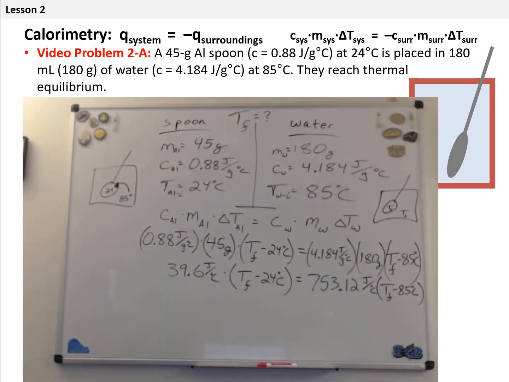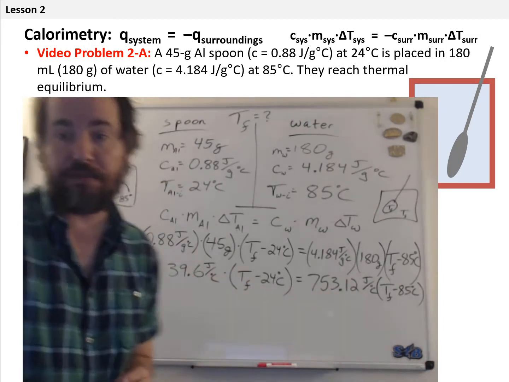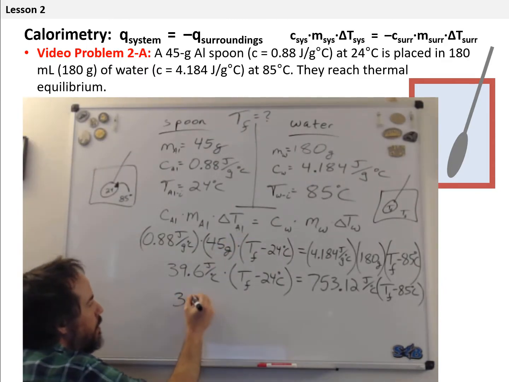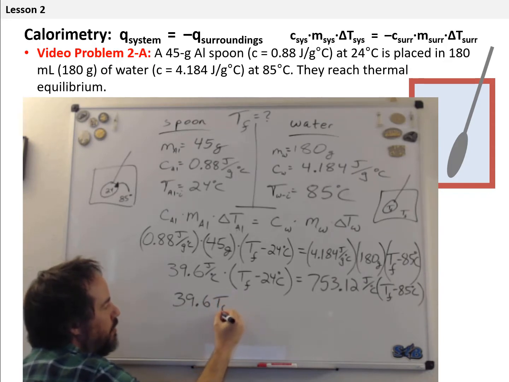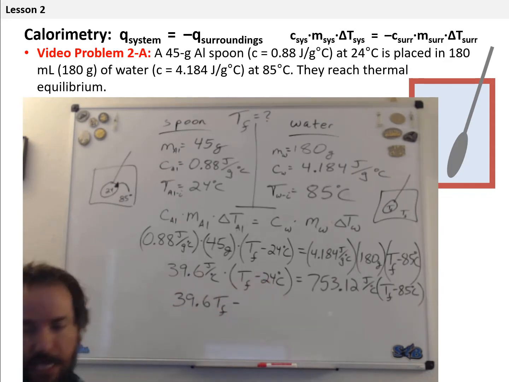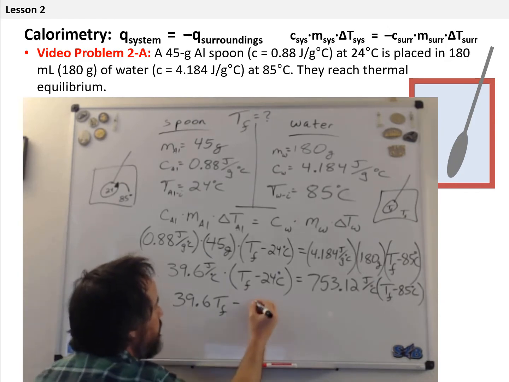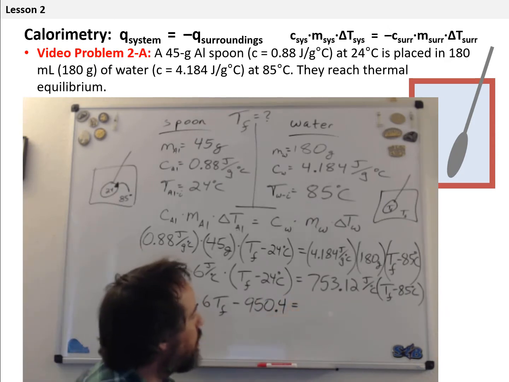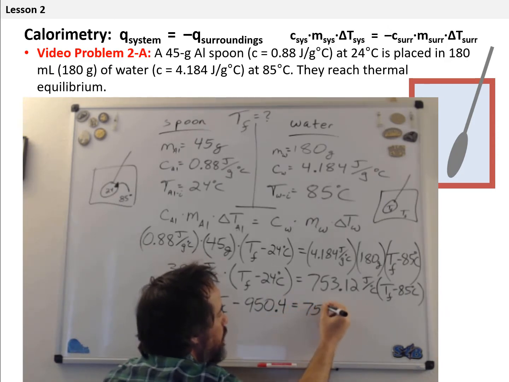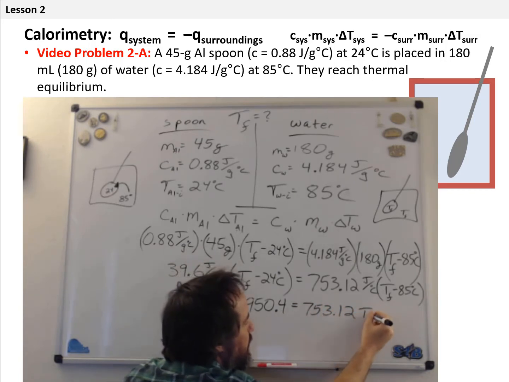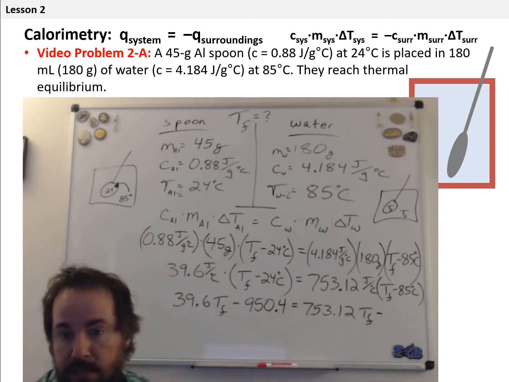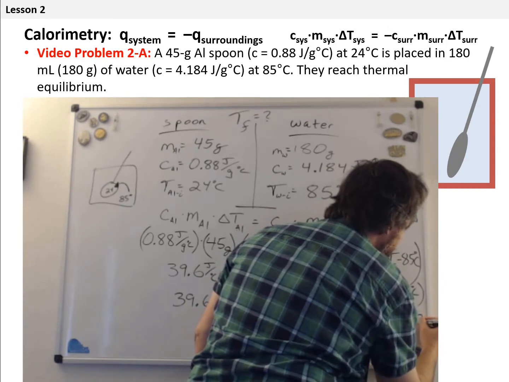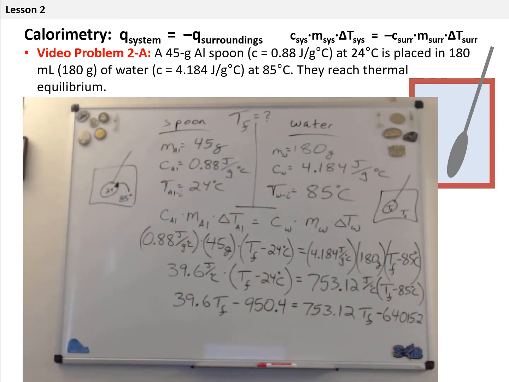Okay. Now I'm going to distribute all of these. Now it's a little bit of algebra. So it's 39.6 T final minus this times this. So that's going to be 950.4 equals 753.12 TF minus a bigger number, 64,015.2. And I'll show this again on screen so you can see.